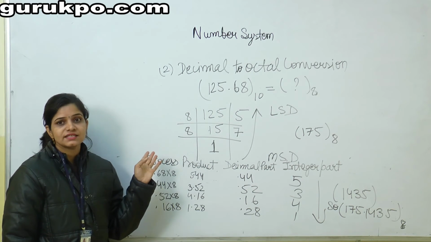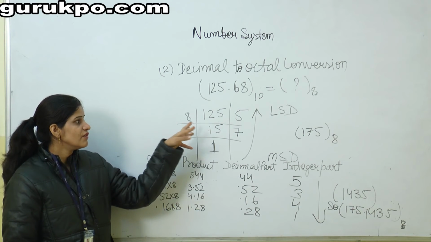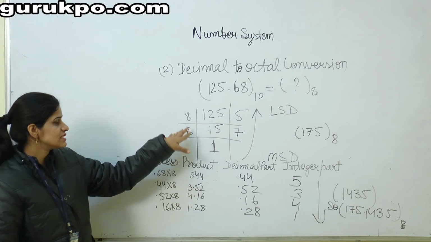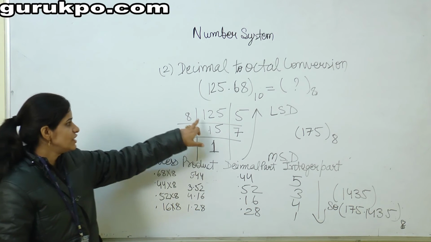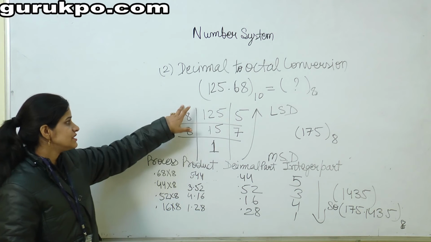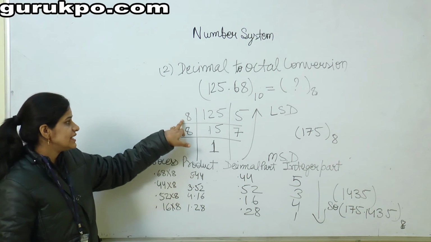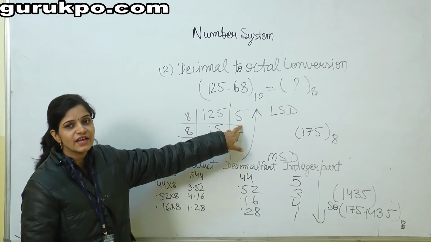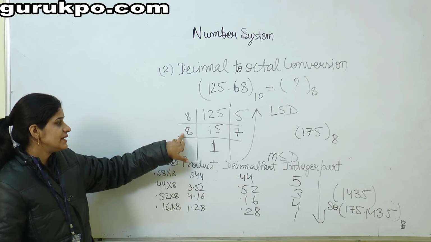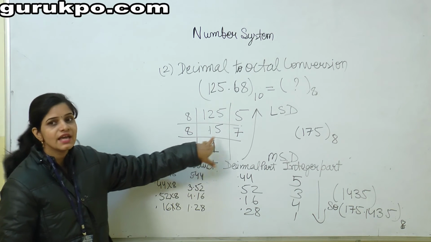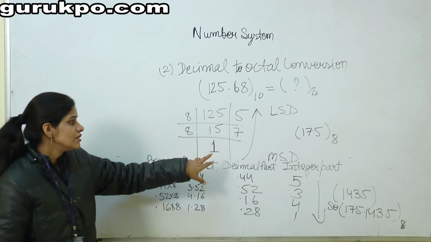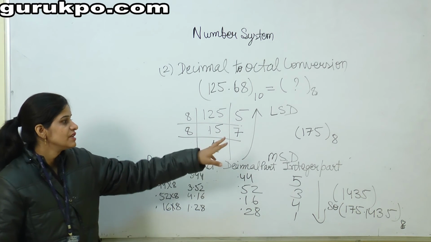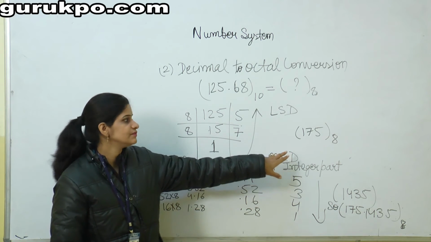Octal has base 8, so divide 125 by 8. Solve this equation with quotient and remainder. 125 divided by 8 gives quotient 15 and remainder 5. Then 15 divided by 8 gives quotient 1 and remainder 7. The answer is written from MSD to LSD, in the upward direction. So the answer is 175.